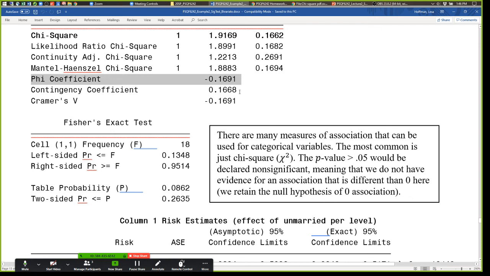So this is a way of translating this arbitrary test statistic into a metric that we know what to do with. But the significance of that effect is the same. These are two different scales, essentially, of saying the same thing. So if the p-value for the chi-square is significant, then the p-value for this correlation should be exactly the same.